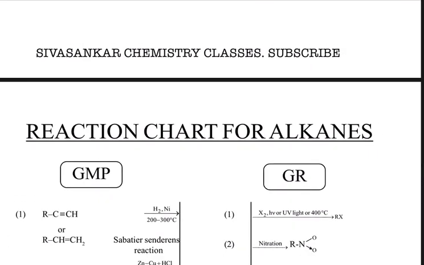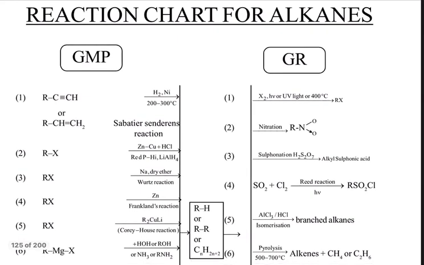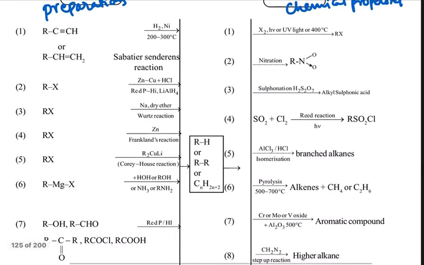Now, the total reactions, whatever reactions are there. So, preparation: these are all preparations of alkanes, and these are chemical properties. I will just brief that. Here, chemical properties of alkanes. See once. Here, the Sabatier-Senderens reaction.